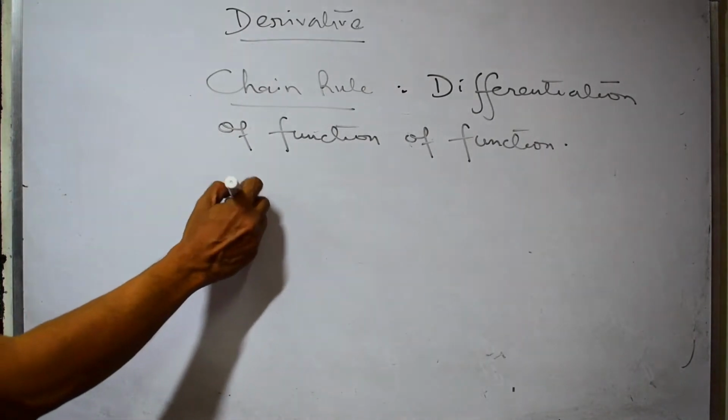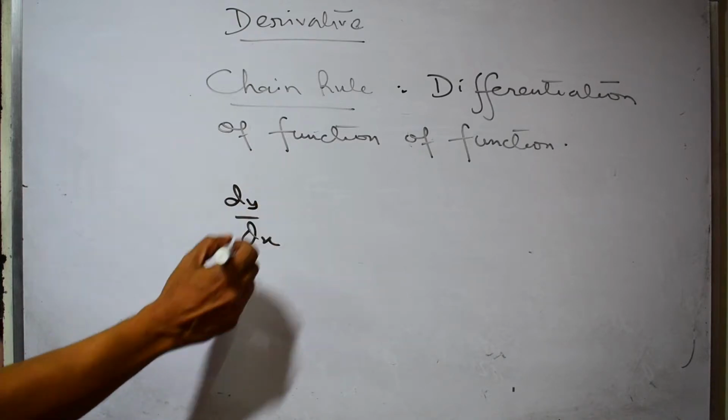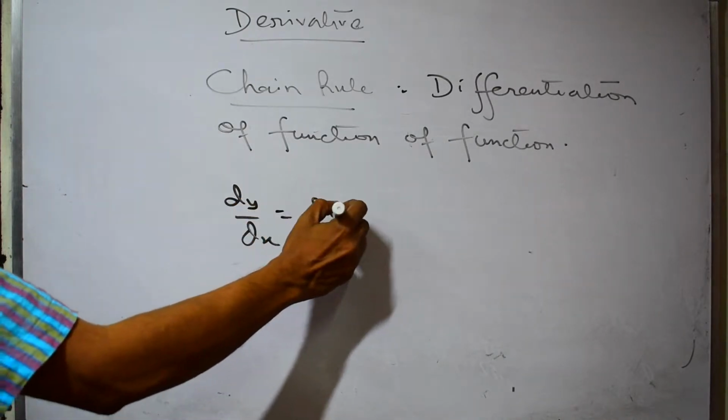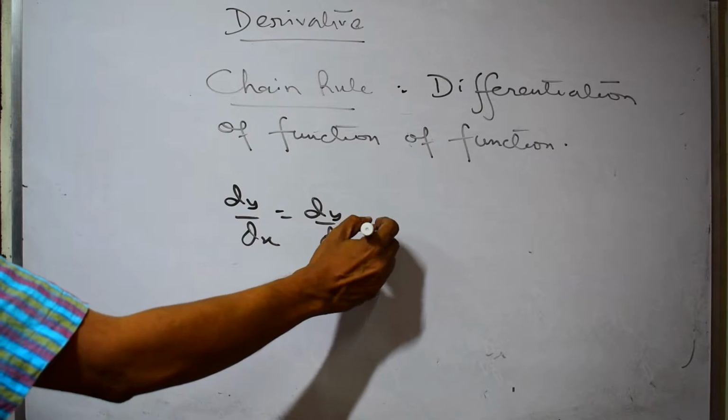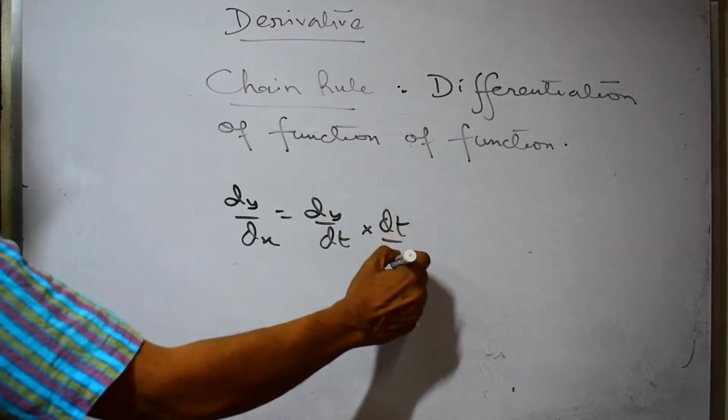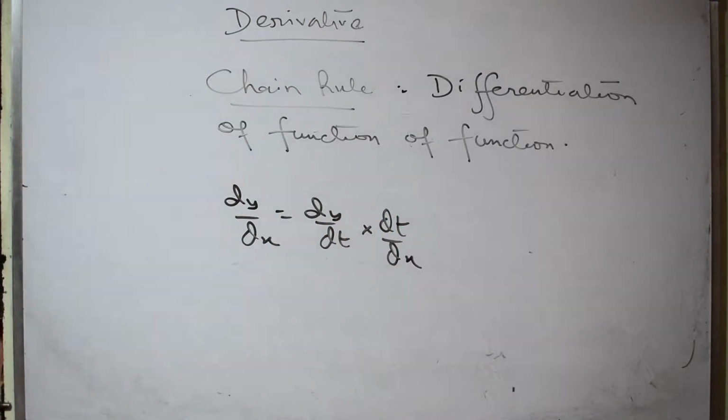Actually, if we write dy/dx as dy/dt into dt/dx. Why I will write this, I'll explain, but the point is, if we write like this, then dt cancels out and dy/dx will be the answer. Now this idea will apply. When will we apply this idea?